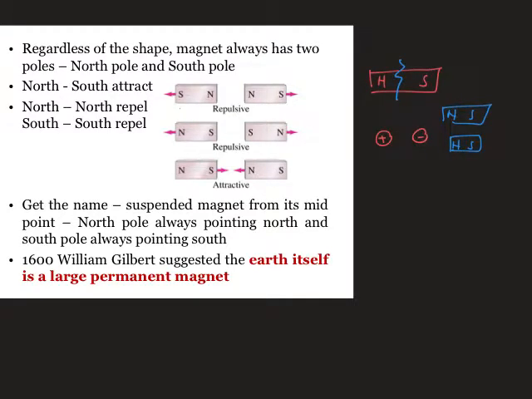So the same concept as the charge before: same pole, you are going to have a repulsive effect. Unlike pole, you are going to have an attractive effect. The thing that you need to understand here is that Earth itself is one large permanent magnet. We are going to discuss this after this.